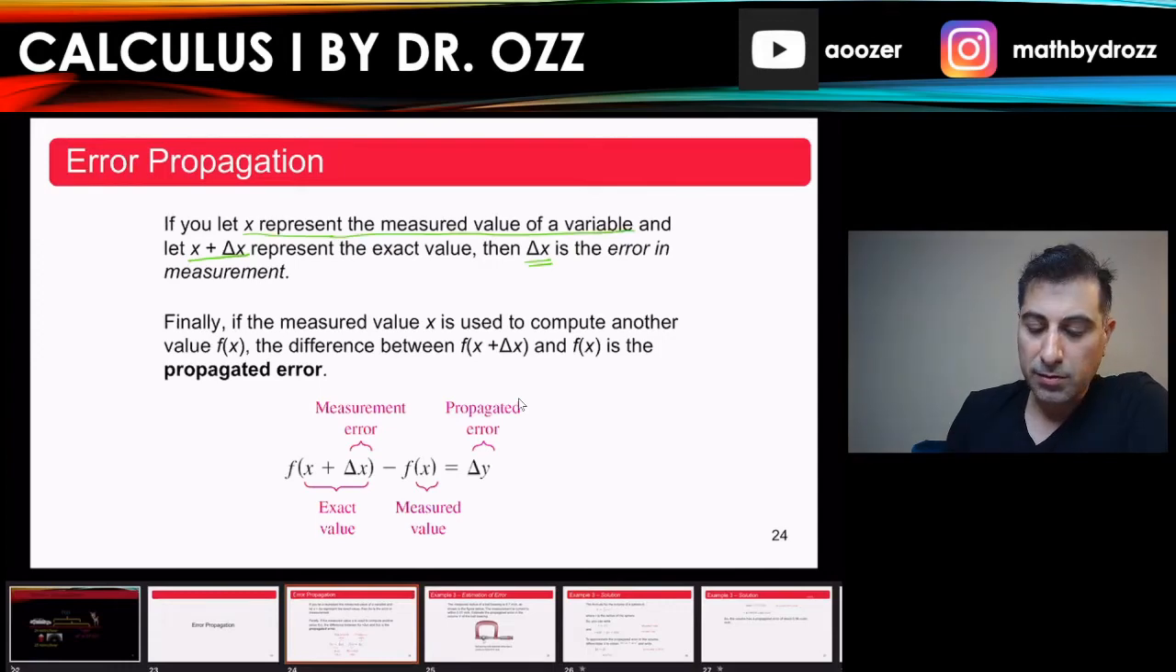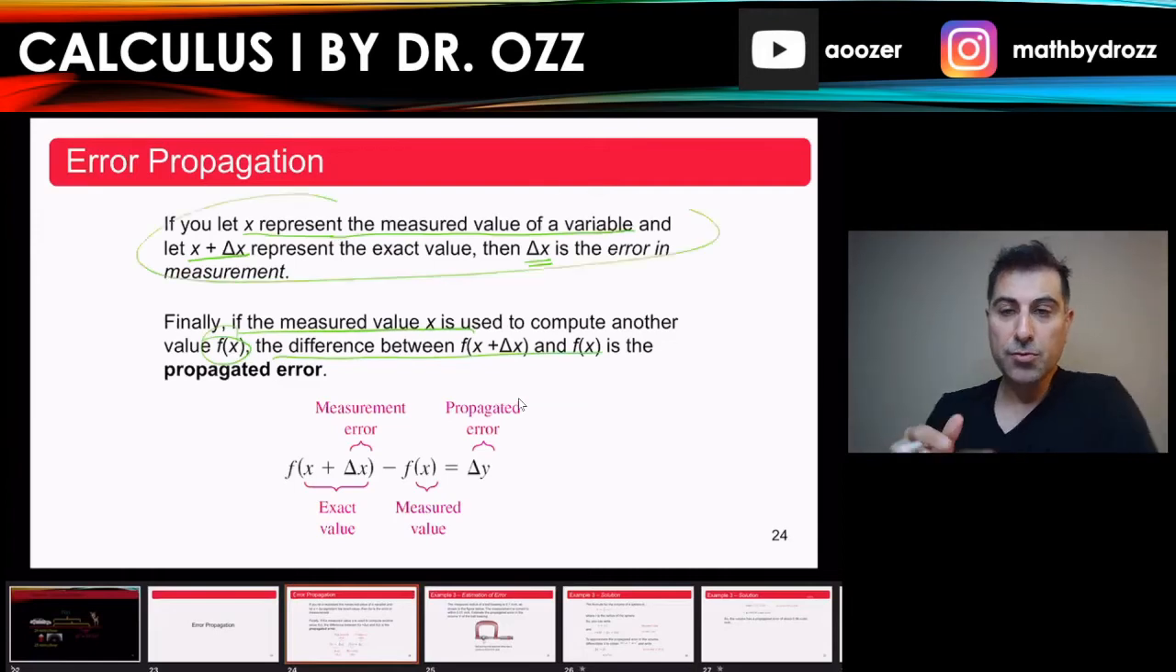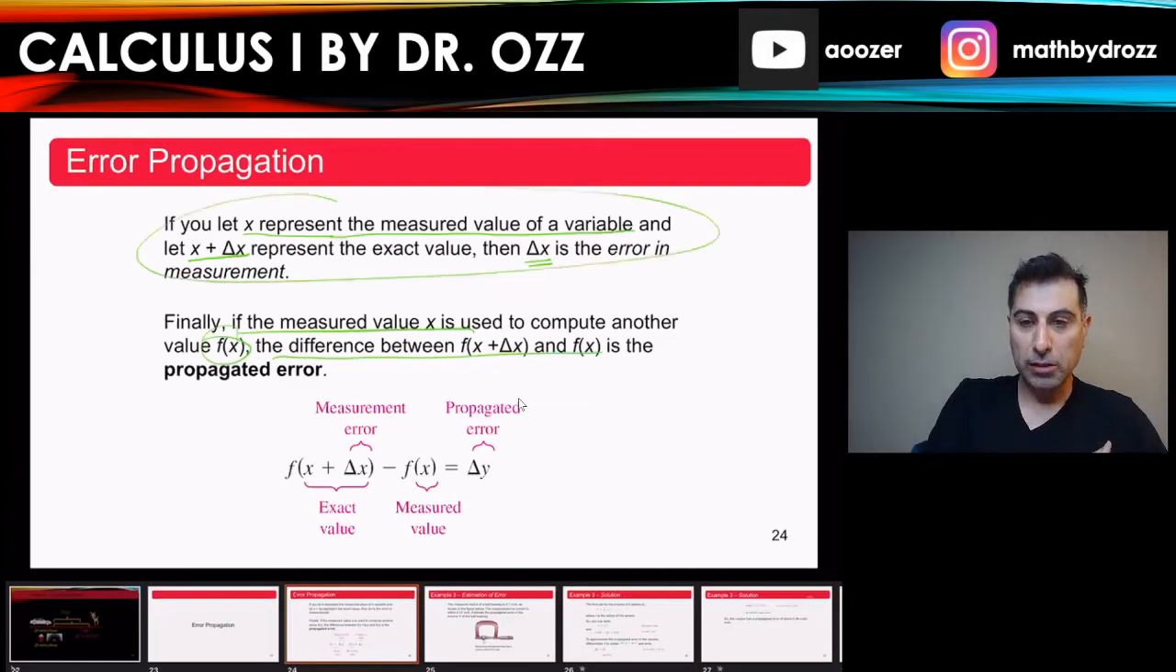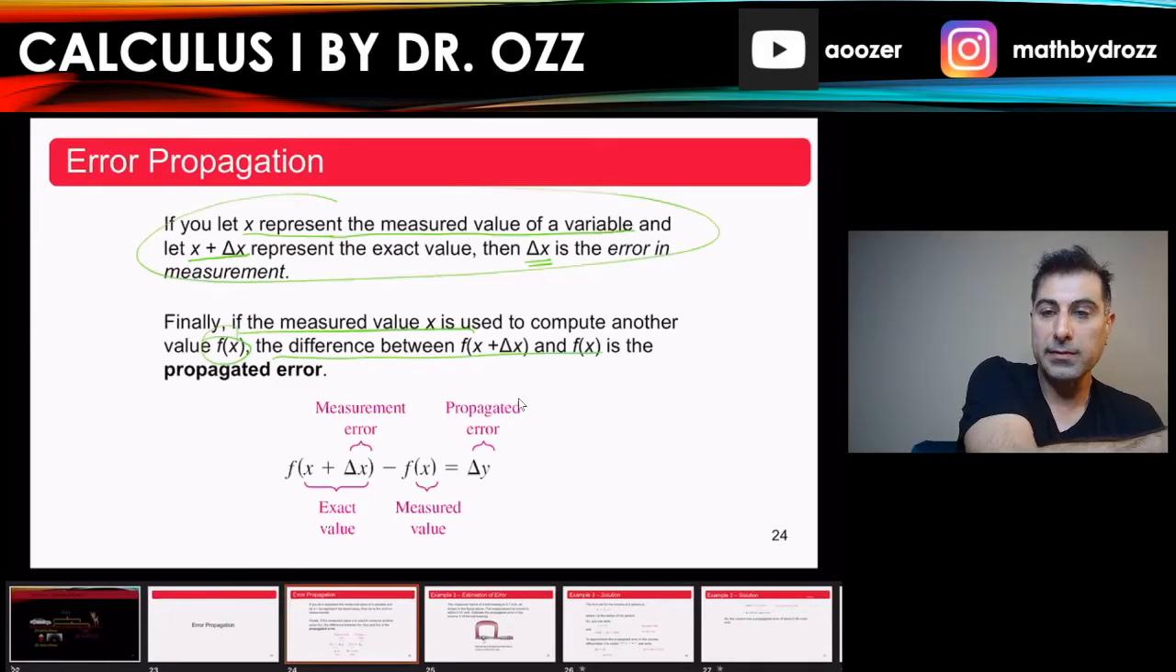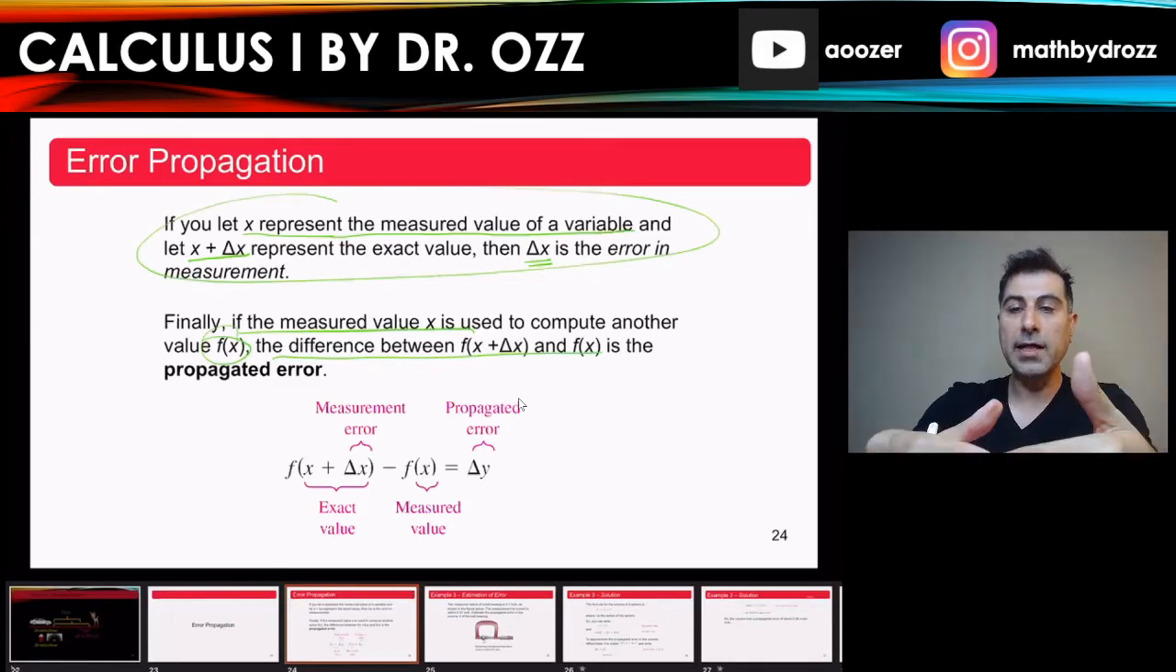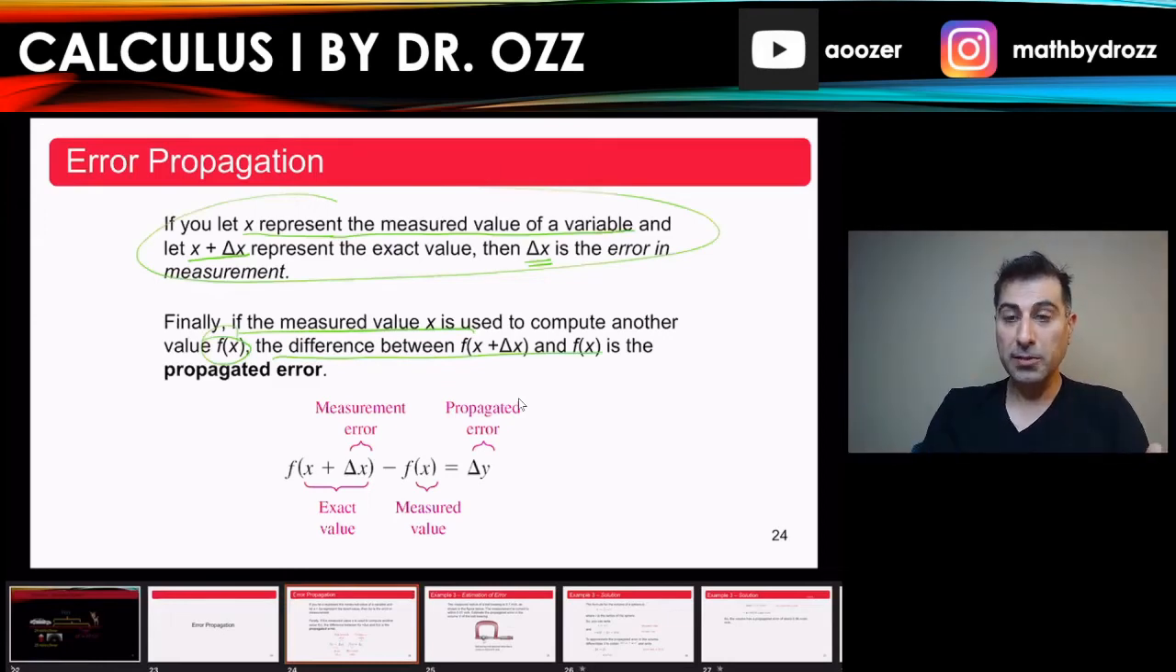Let's say you're going to use the measured value x to compute another value, let's say f of x. The difference between f of x plus delta x and f of x is called the propagated error, because you make a measurement for x, and then you use that x as an input to calculate something else. That means the error that you make in the measurement propagates in another calculation.